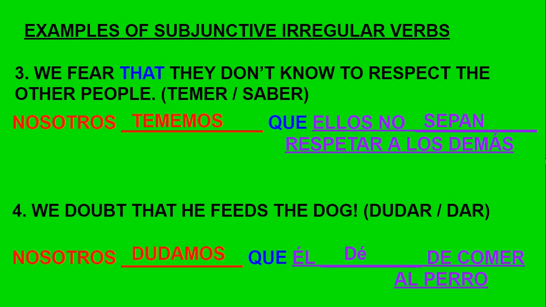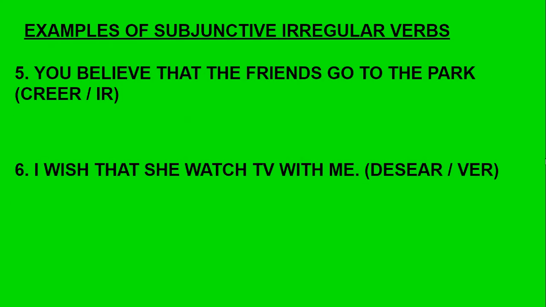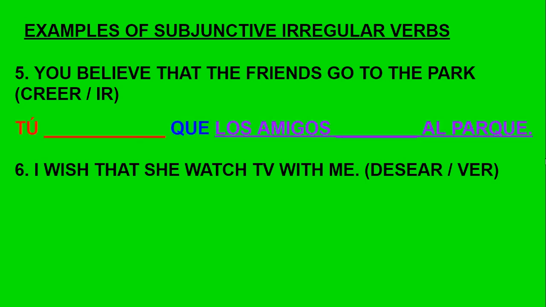All right. Let's go to the last one. You believe that the friends go to the park, okay? So the creer is in the present tense. Ir would be in the subjunctive. Oh, and I added one. I wish that she would watch TV with me. Desear in the present. Ver would be in the subjunctive. So tú something, que los amigos something al parque.